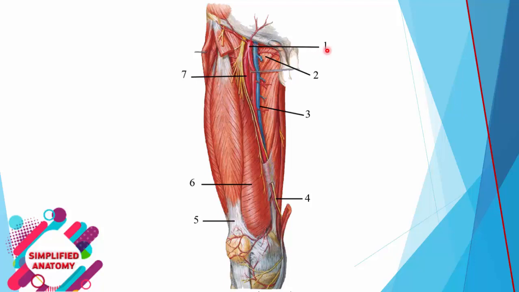So number 1 is the femoral artery. Number 2, this muscle is called pectineus. This muscle is called adductor longus. This muscle is called gracilis muscle.